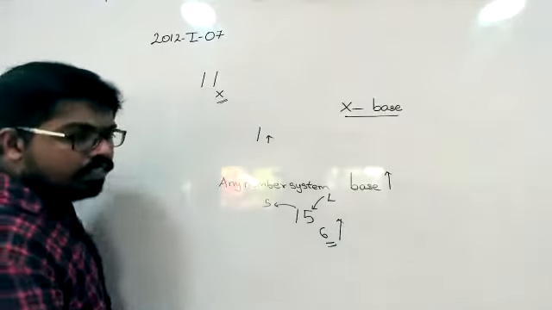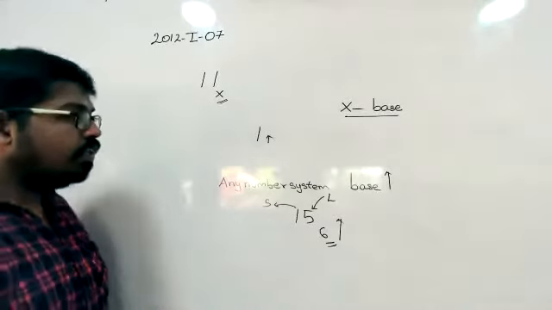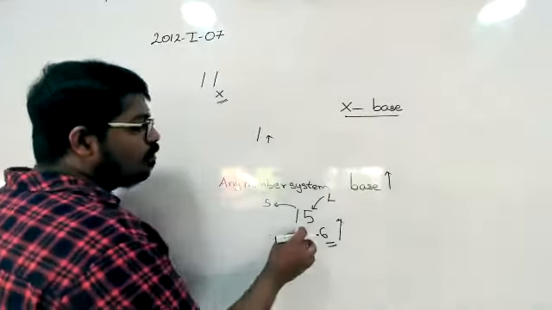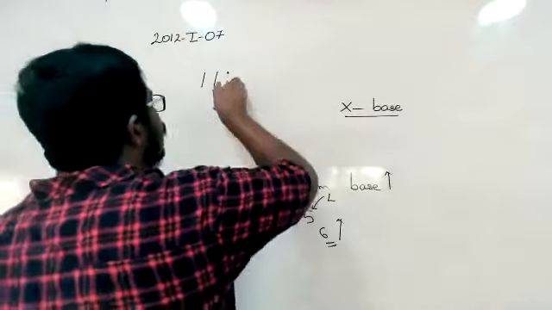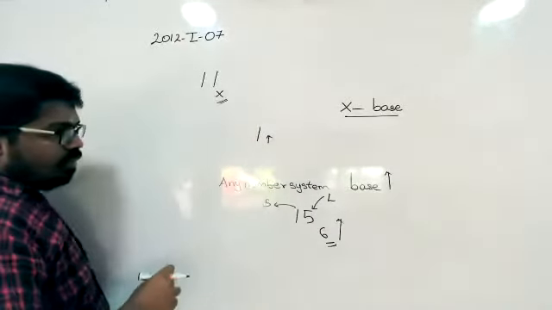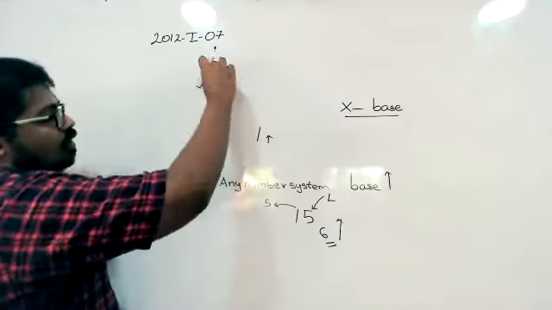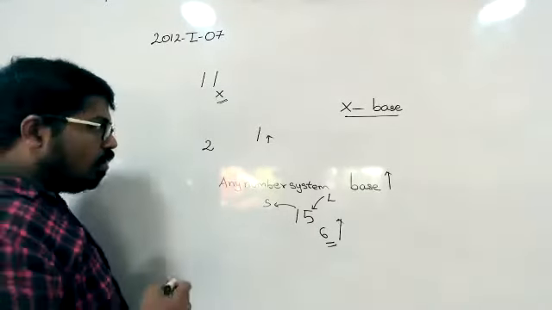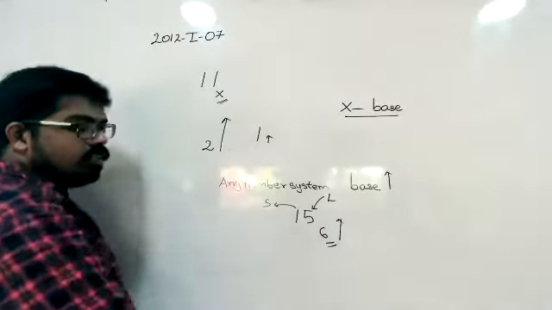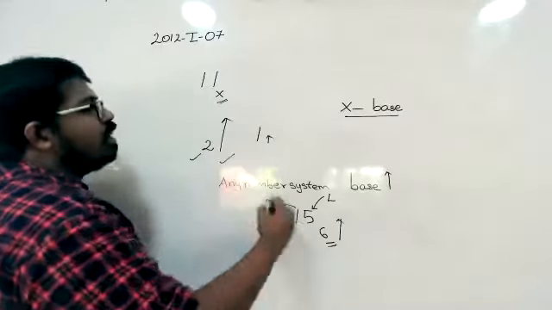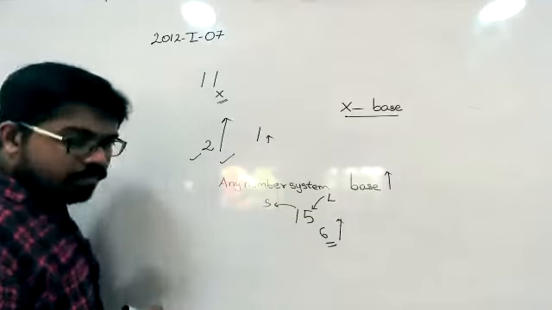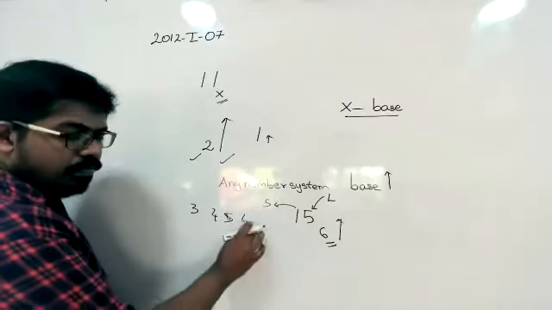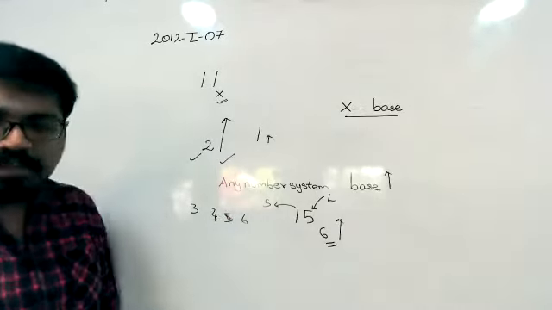0 to 5, it's not possible. Why? Here the base will be at least greater than the largest number by 1. So if the largest value is 1, your base must be at least 2 or greater than 2. So 2 means binary. Then 3, 4, 5, 6. There are base 3, base 4, base 5, base 6 numbers.